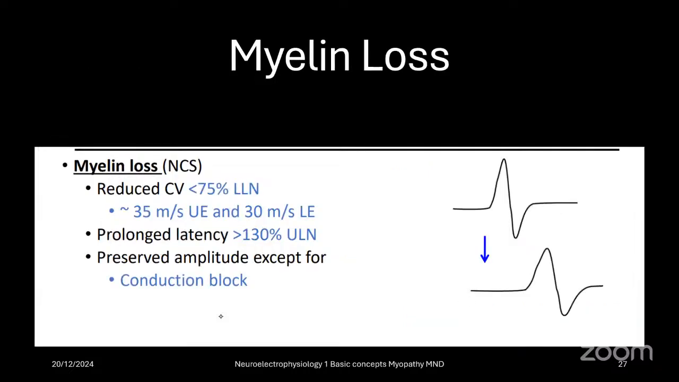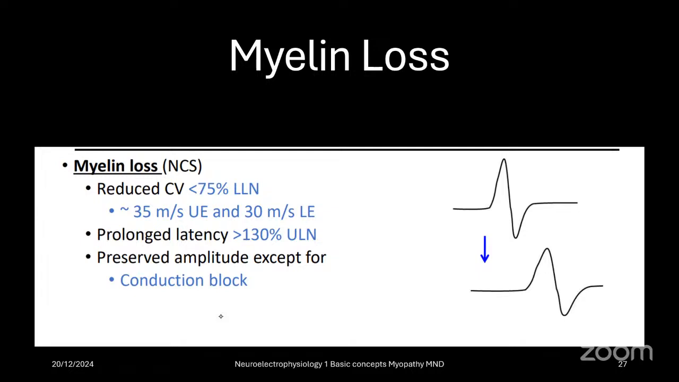With myelin loss, that is demyelination, the conduction velocity is very much reduced because the saltatory conduction is affected. With the myelin loss, the saltatory conduction is not facilitated.